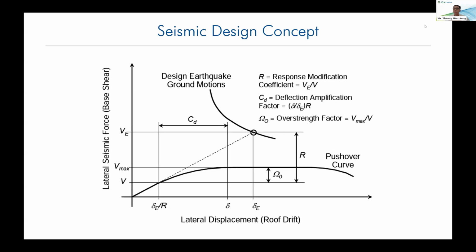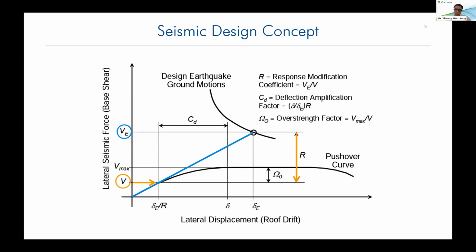So what we do is design the building to be serviceable under frequent, low-level earthquakes, but the building should not collapse under extreme earthquakes. In this graph, the x-axis is the lateral displacement or roof drift of the building, and the y-axis is the lateral seismic force or base shear. If we design the building to remain elastic, as the base shear increases, the displacement will increase linearly, as shown in the blue line.